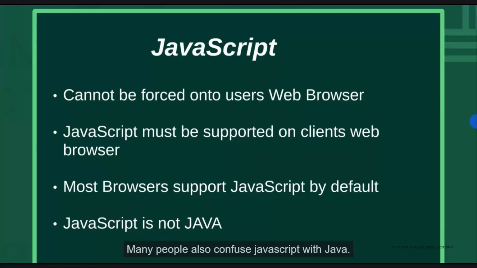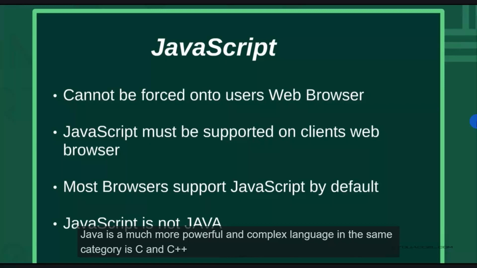Many people also confuse JavaScript with Java. Note that these are two languages and they are not the same. Java is a much more powerful and complex language in the same category as C and C++.